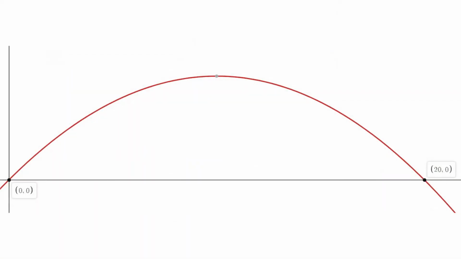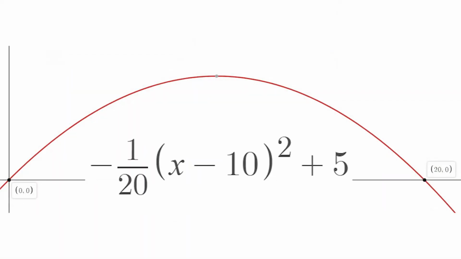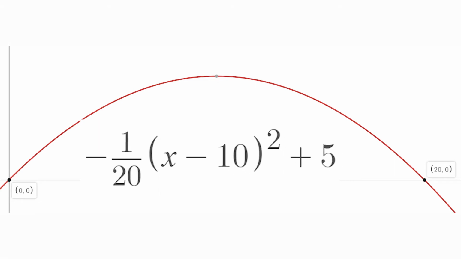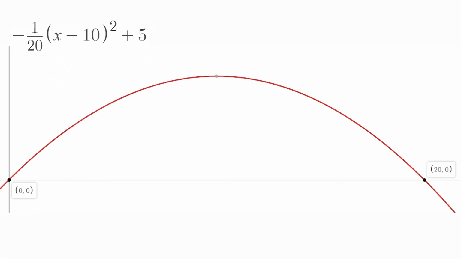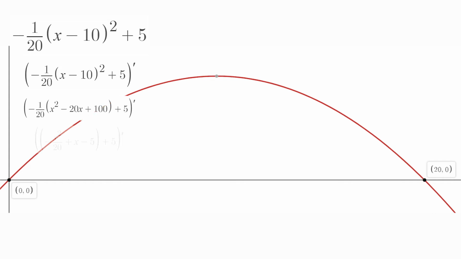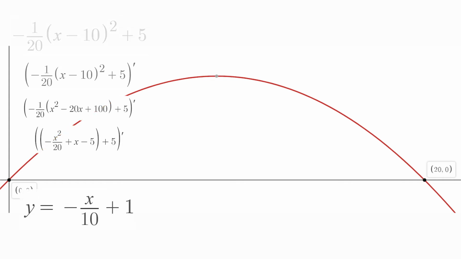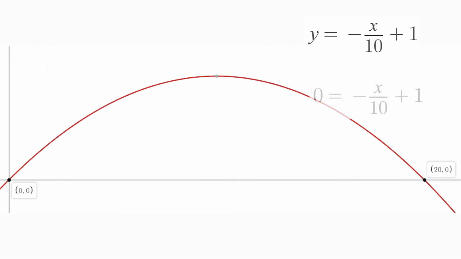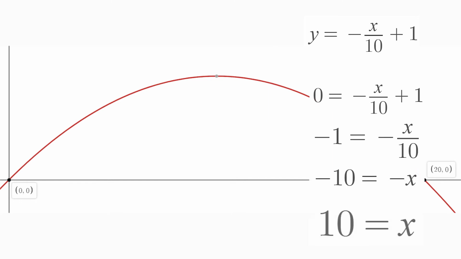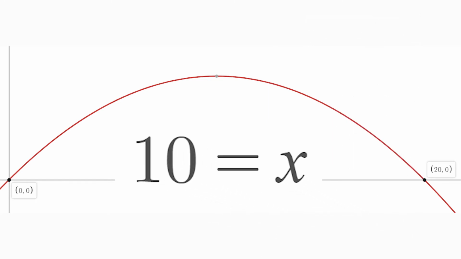If I throw the ball at parabola y = -1/20 (x - 10)² + 5, the ball should reach a distance of 20 meters before it hits the ground. When I take the derivative of this function, I get the slope. Then I can plug in a 0 for y to find the absolute maximum. This gives me x equals 10.